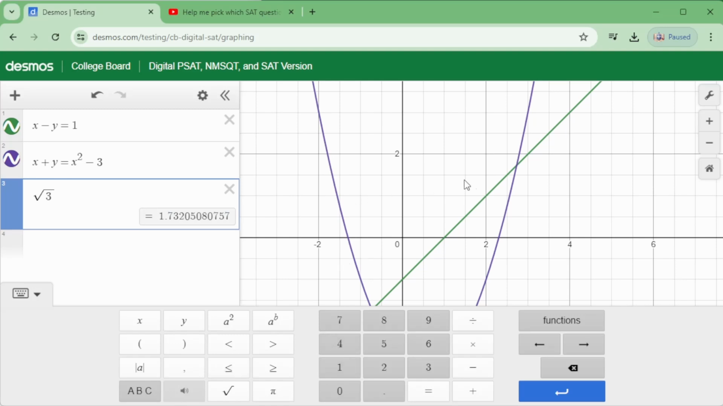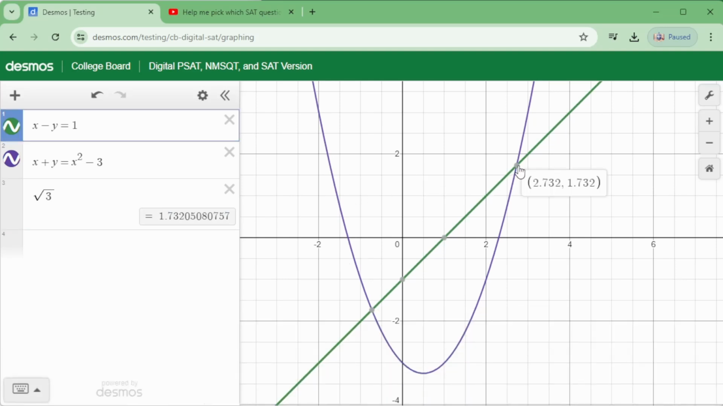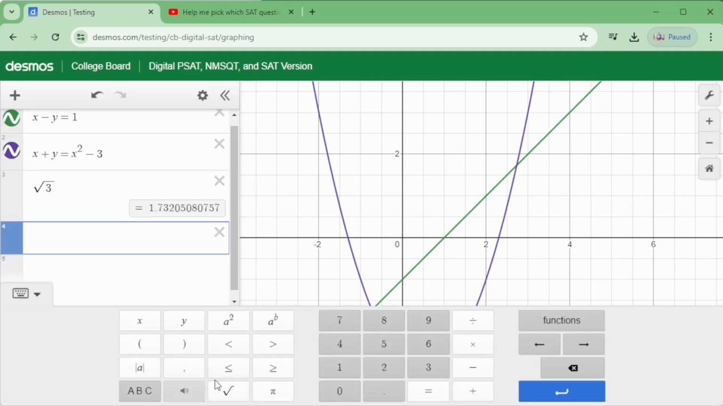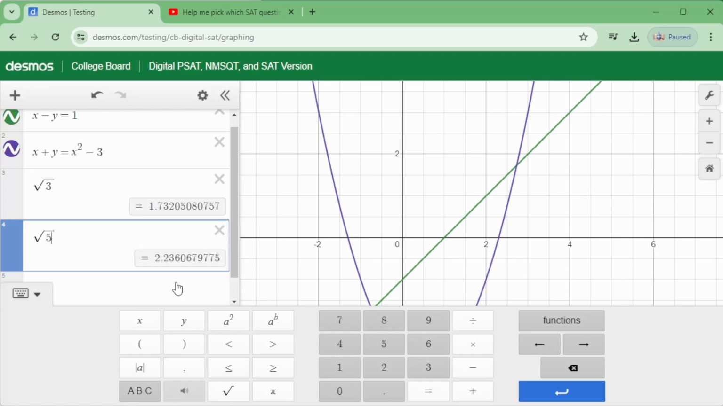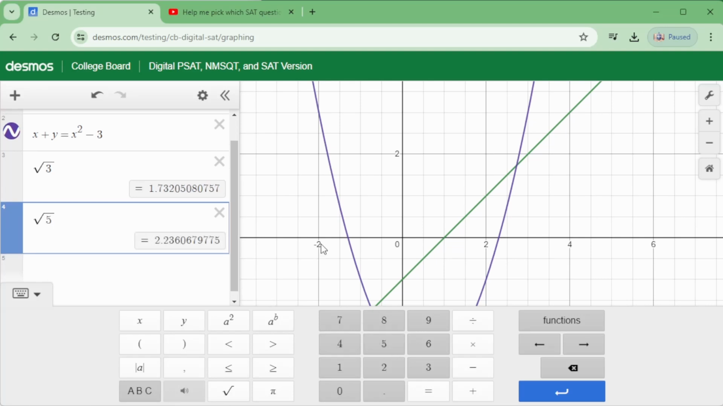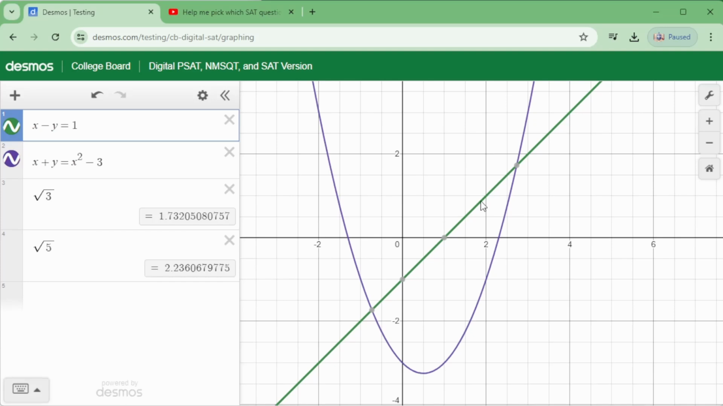That 1.732 definitely sounds familiar, right? That was the y value of this point, but just to be sure, we're going to find the value of the square root of 5 as well. That's going to be 2.236. Let's take another look at this ordered pair now that we know the values of those two radical expressions. Once more, that ordered pair is 2.732, 1.732. So that 1.732 is equivalent to the square root of 3, right? We can see that right here. That means that the y-coordinate of this point of intersection is 1.732, which is the same as saying that the y-coordinate is the square root of 3.